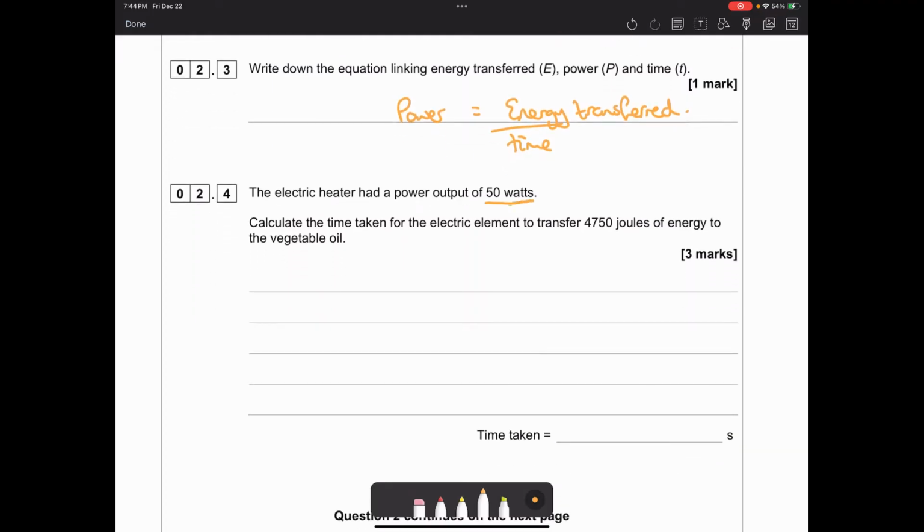The electric heater had a power output of 50 watts. Calculate the time taken for a heating element to transfer 4,750 joules of energy to the vegetable oil. So I need to rearrange this equation. Power is energy over time, to make time the subject of the equation. So if I rearrange that, time would be equal to energy divided by your power. My energy is 4,750, my power is 50, which gives me a time taken of 95 seconds.